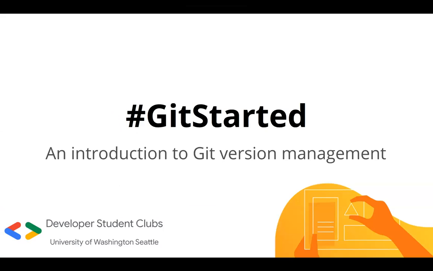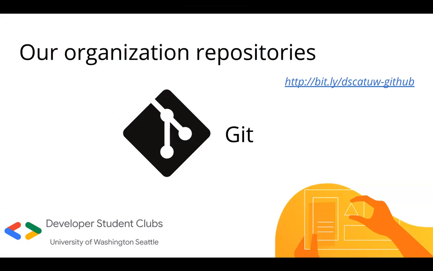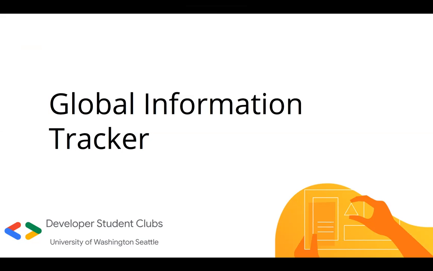So, Git started. What is it? This is an introduction to Git version management. I want you to be familiarized with Git, this useful tool where you can commit, push, pull all of your code. And we've created a specific organization, specific repository for this. So definitely go to that link, fork our projects, and then follow along the tutorial, do the cool things as we do.